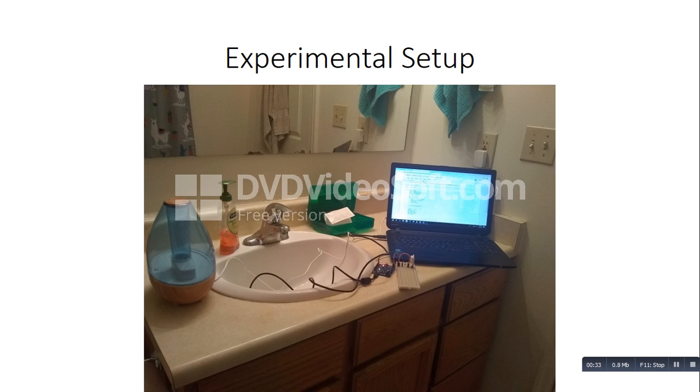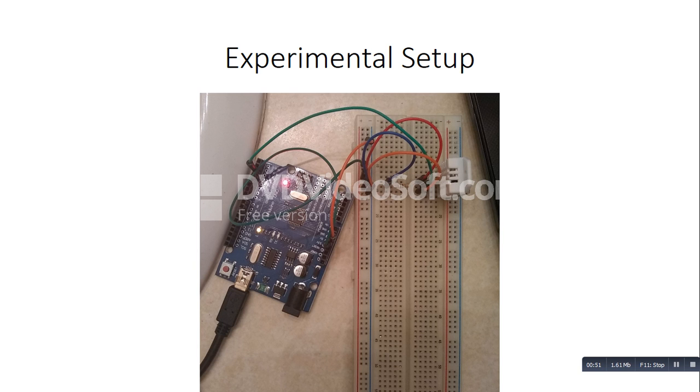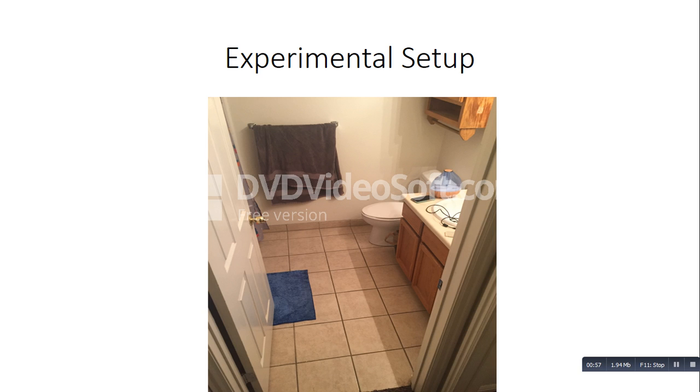This is a picture of the experimental setup. On the left is the humidifier, and then you can see the Arduino connected to a breadboard with a temperature and humidity sensor, and that's how we were able to read the temperature and humidity values into Python. This is an up-close picture of how the Arduino was connected to the sensor. And this is a picture of the room that we were controlling the humidity in, for reference of the size of the room.